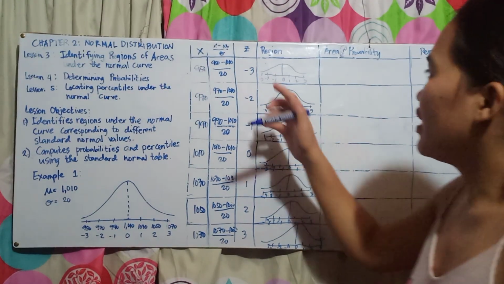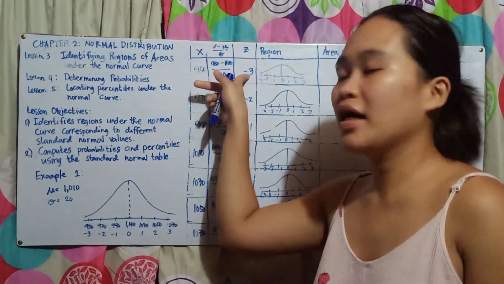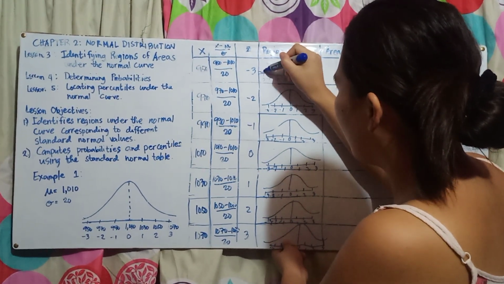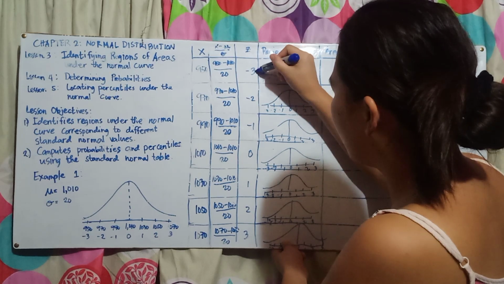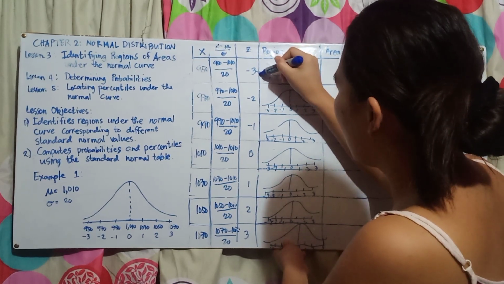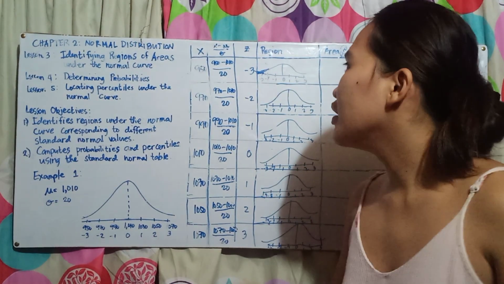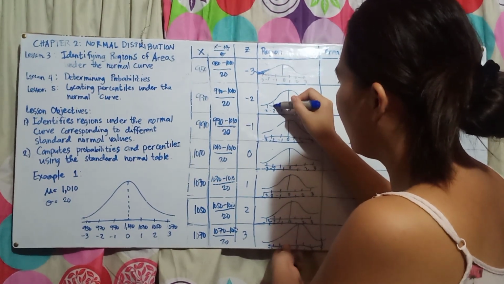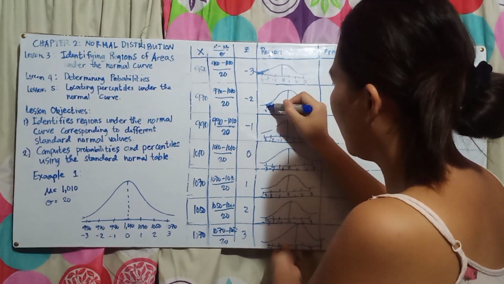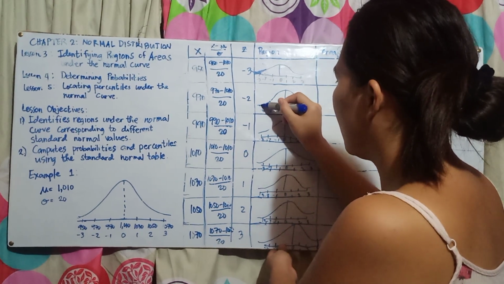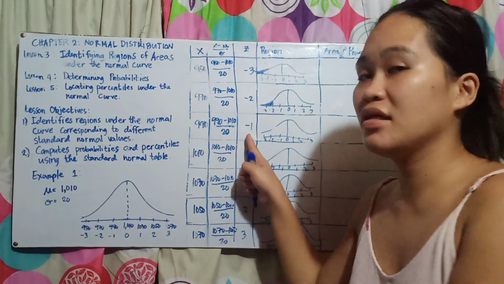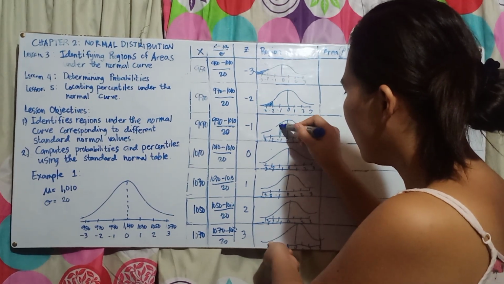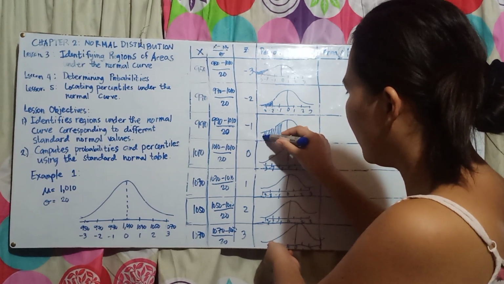Okay, so next is, ang z is equal to negative 3. So, since diri man siya nabelong, dira lang ang region. So, dira, padulong diri ang shaded portion. Next, z is negative 2. So, diri man na portion ang negative 2. So, ang shaded portion, padulong ang po dira. Next, z is negative 1. So, diri man ang negative 1. Shaded portion, padulong na po dira.